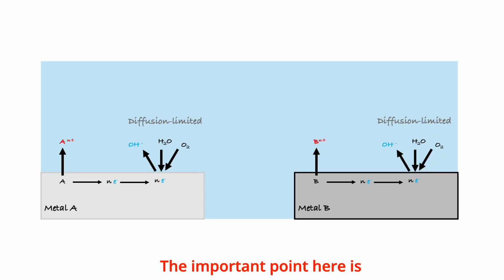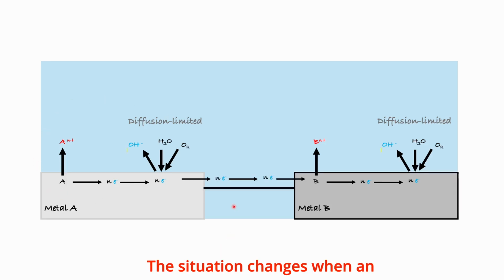The important point here is that equilibrium must be established on the surface of each individual metal between the oxidation and reduction reactions, provided the two metals remain disconnected. Thus, the presence of metal B in the same environment as metal A, without any electrical connection between them, does not influence the corrosion rate of metal A, and vice versa. The situation changes when an electrical connection is made between metal A and metal B.